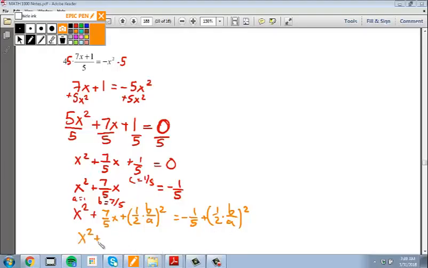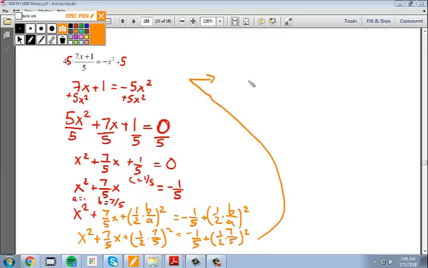Alright, so here we go. We know that B was actually 7 over 5, and that's over 1, so it's just 7 over 5. And then the same thing over on the right side. Right side, right time, right? Alright, so now let's simplify what's inside the parentheses. So 1 times 7 is 7, 2 times 5 is 10. Same thing over here. 7 over 10.